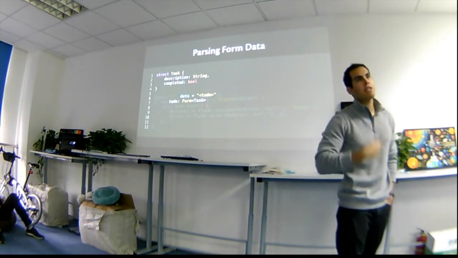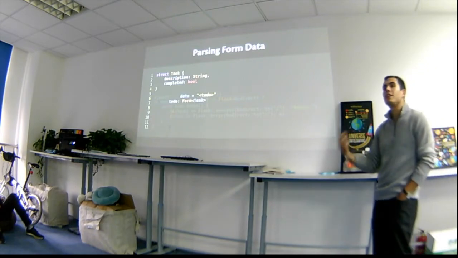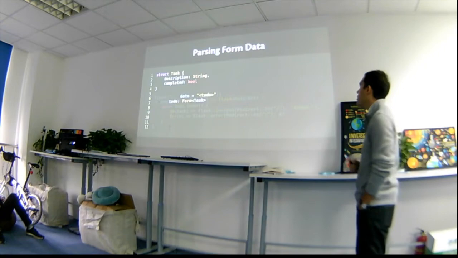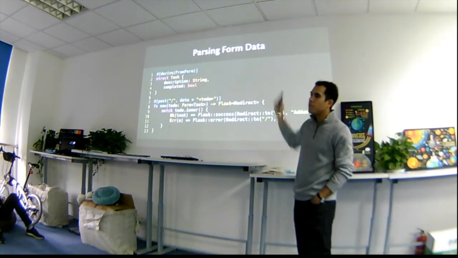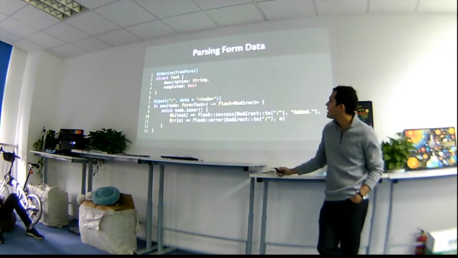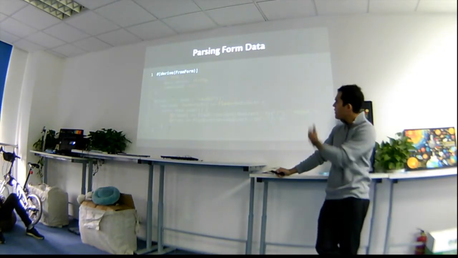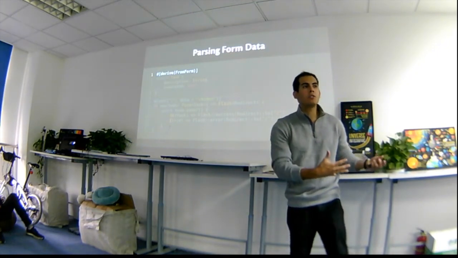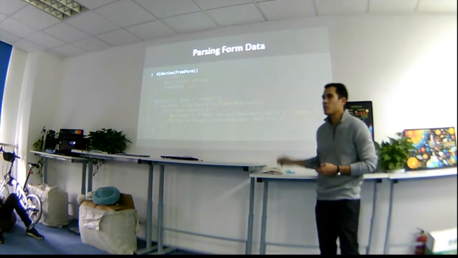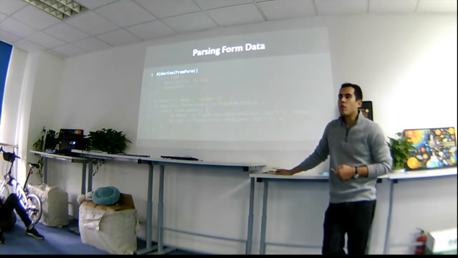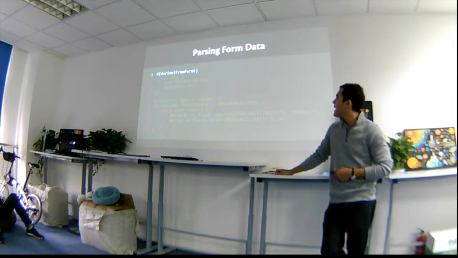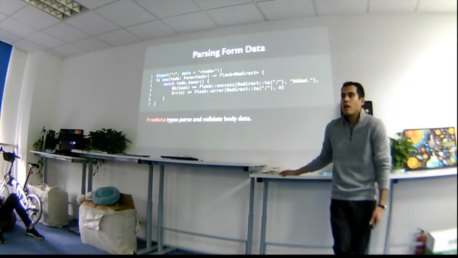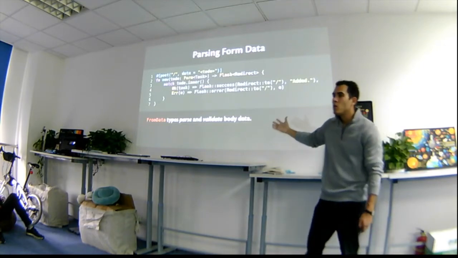Now, in order for this to actually type check, that parameter needs to implement a trait called FromForm, but Rocket can just generate that implementation for you. So all you need to do is add derive FromForm to that structure. If you add derive FromForm, Rocket will generate a parser that can parse a form into that structure. And so if we do this, then we can actually just get a Form from the body data, and the parsing and validation will happen automatically.